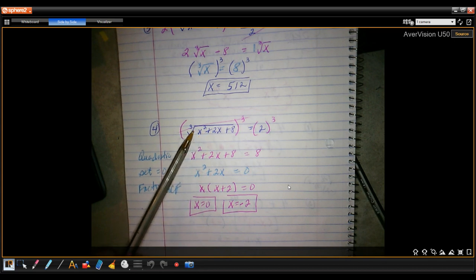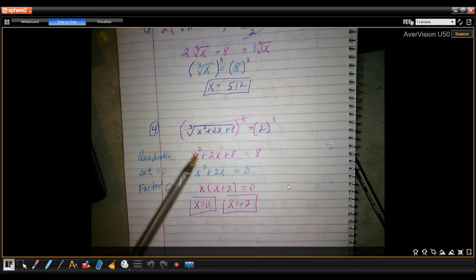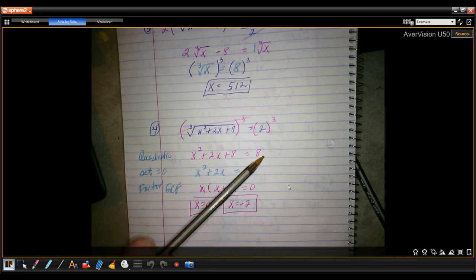This is a cube root. The opposite of cube root is cube. So I cubed both sides. If we cube one side, I cube the other side. So when I cubed it, the radical went away. And then 2 cubed is 8.